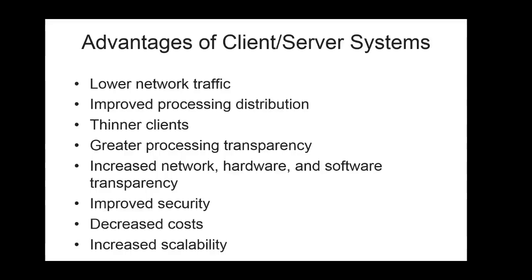Also, it improves security. A client-server system can provide greater security than file systems, and decrease costs. And the last advantage is increased scalability. A three-tier client-server approach is more scalable than file server and also two-tier architecture. If an application server or database server becomes a bottleneck, we can upgrade the appropriate server or add additional processors to share the processing load.